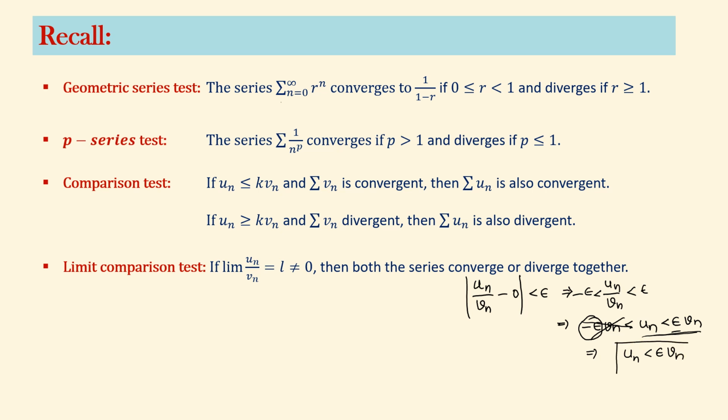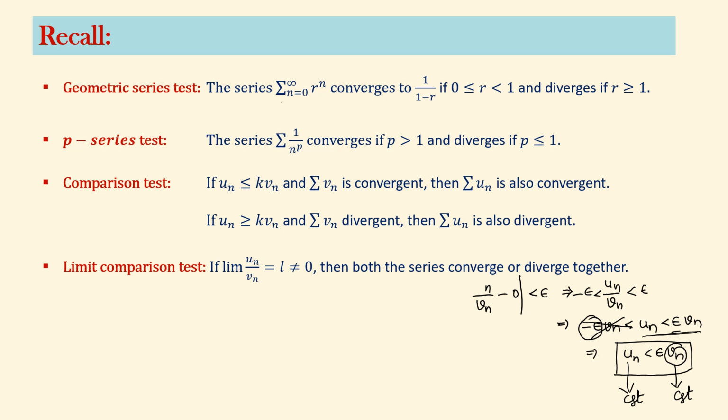From this inequality, we can say that if the series vn is convergent, then the series un is also convergent. If the series vn is divergent, we cannot predict the nature of series un. That's why we have not included the case L equal to 0 in this test.